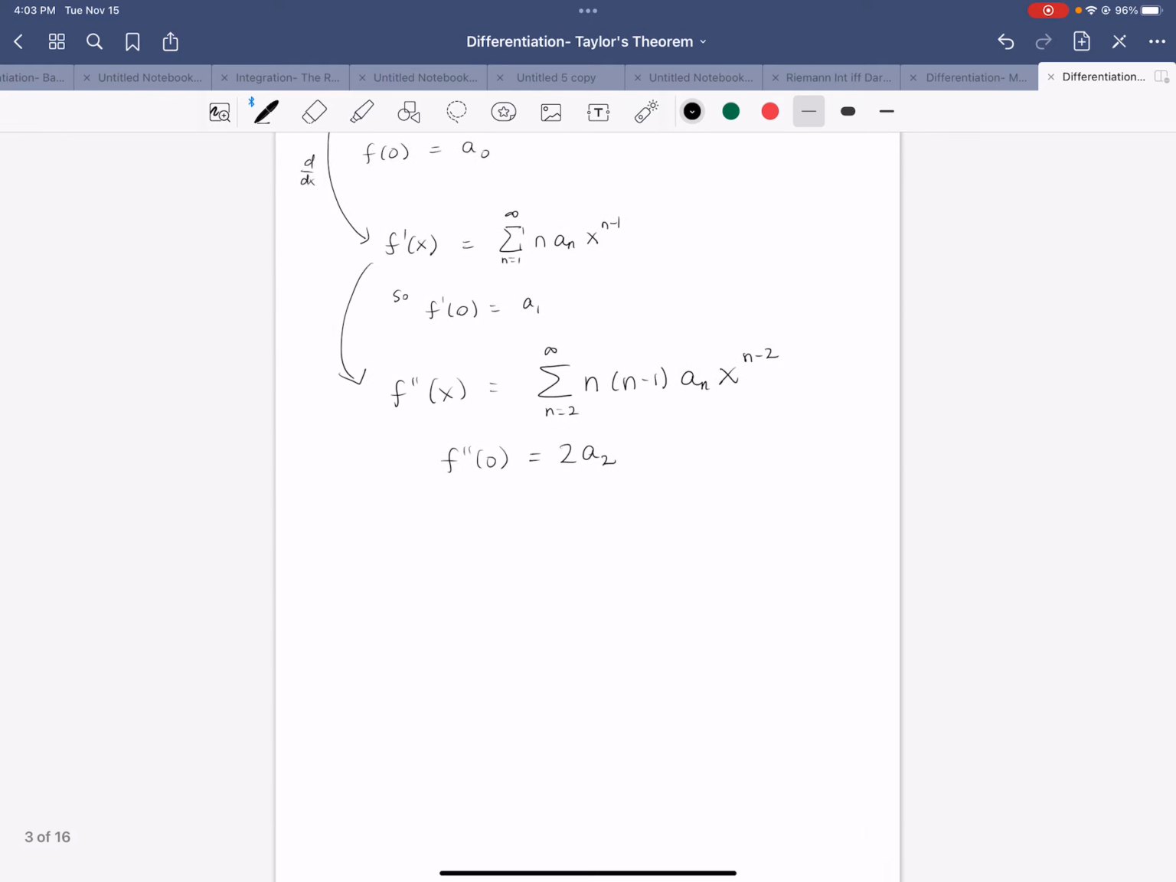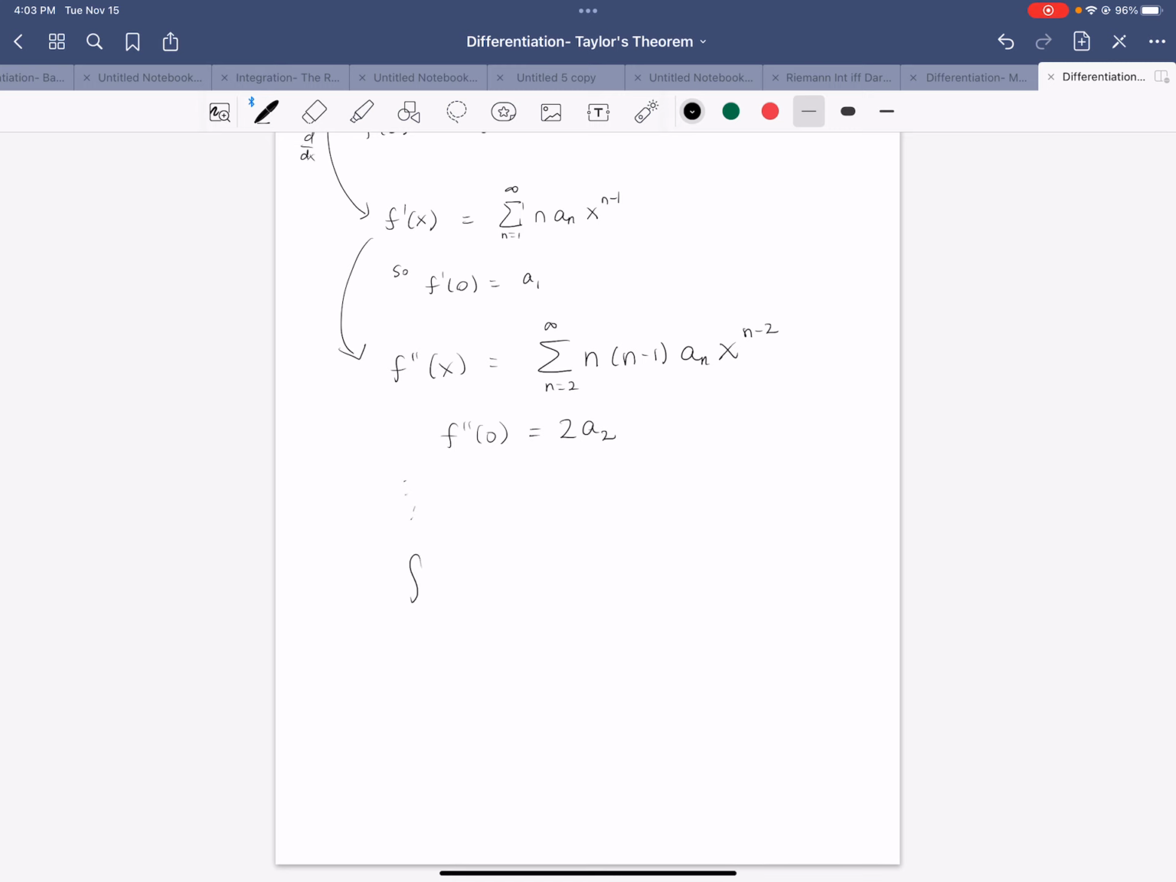Okay, and I can continue this and take the kth derivative of f, and I'll get the sum of n times n minus 1 times n minus 2 all the way up to n minus k plus 1, a sub n x to the n minus k, and this will start at k.